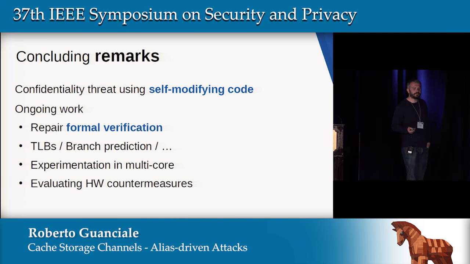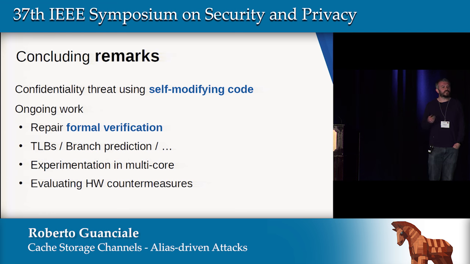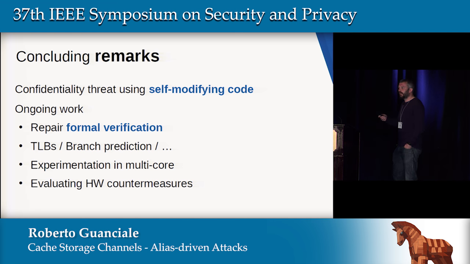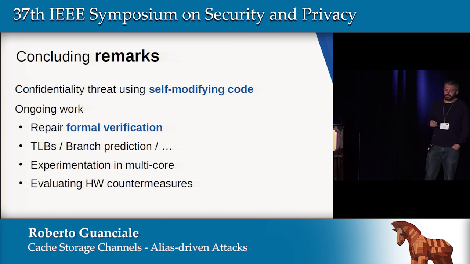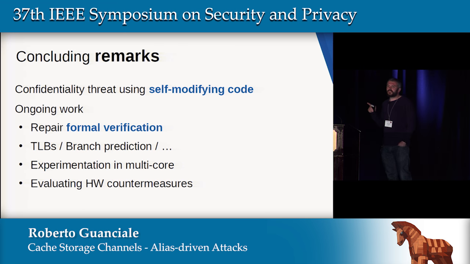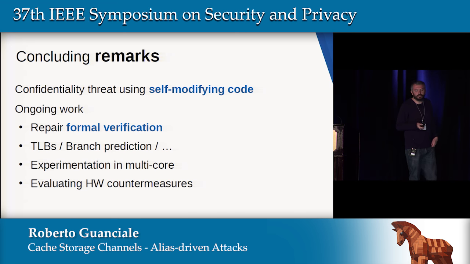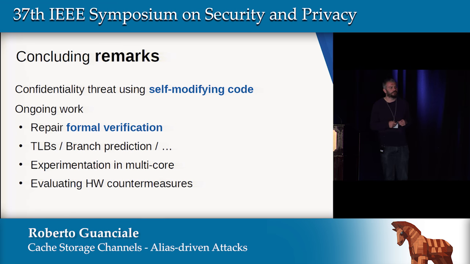So, some concluding remarks. In the paper, we also present a third attack. This attack uses self-modifying code to exploit incoherency between the instruction cache and data cache and extract information from a TrustZone non-secure application. And some ongoing work: we discovered this attack by trying to remove some of the assumptions that we made in the formal verification of the hypervisor. So clearly, our long-term goal is to have a general machinery that allows us to repair formal verification performed at the instruction set architecture level.